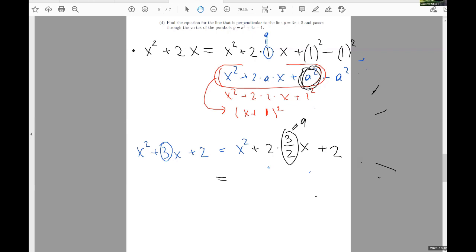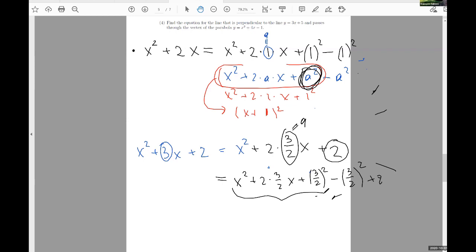Yeah, and right now you know this is your a, and you want to have a squared in your formula. So you're going to rewrite what you have: x squared plus 2 times 3/2 x. You're going to add a squared and subtract a squared. But don't forget about your extra number. And then this part over here is going to be (x plus 3/2) squared minus 9/4 plus 2, and there's some other number. And that's it. Okay, let me stop recording.